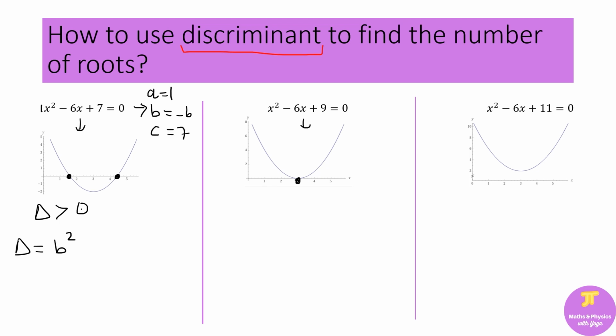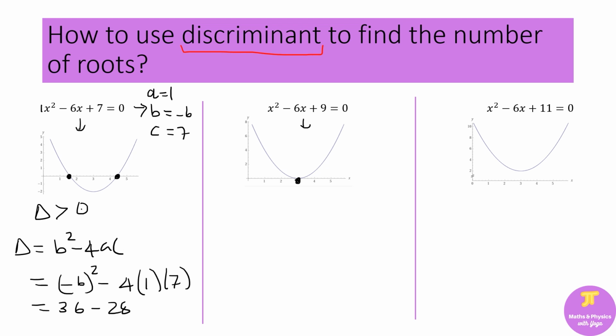So what is delta? Delta is b squared minus 4ac, right? Let's check. B squared, minus 6 squared, minus 4, a is 1, c is 7. Minus 6 squared is 36, 4 into 1 into 7 is 28. This is equal to 8, which is greater than 0. So in this example, delta is greater than 0, therefore we have two roots.